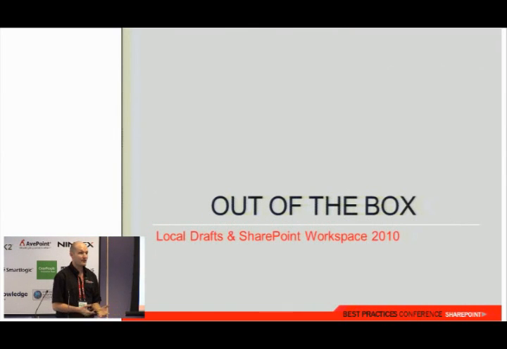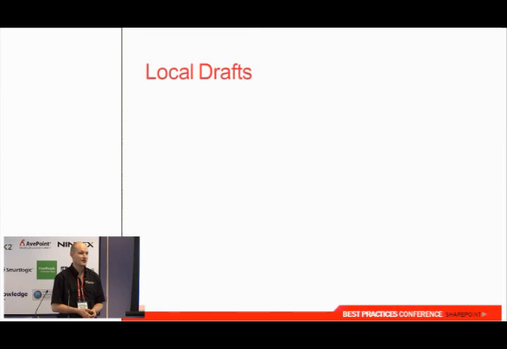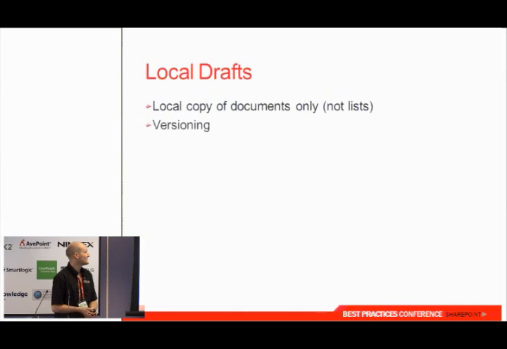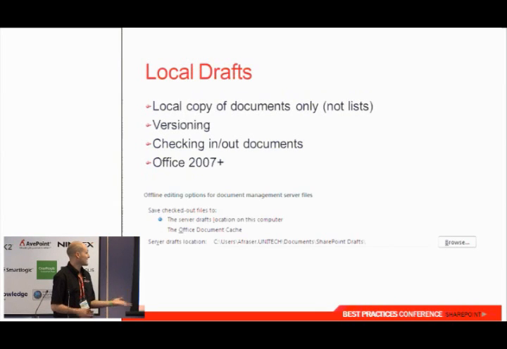So we come on to some of the out-of-the-box solutions that come with Microsoft SharePoint 2010. And the first one of which is local drafts. If you use SharePoint already, you're probably familiar with this. Basically, it's a local copy of documents. You need to remember to download the copy and check it out. You've got version control, check documents in and out. It's available on Office 2007 and upwards. So I think most of you are probably familiar with that. You can also choose where you want to save the offline copy of documents in your drafts. So these are just out-of-the-box features, fairly straightforward, no configuring.